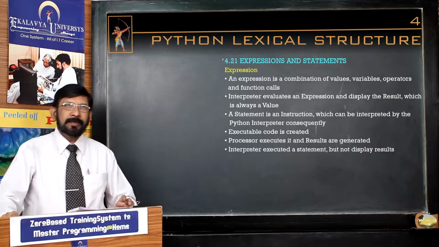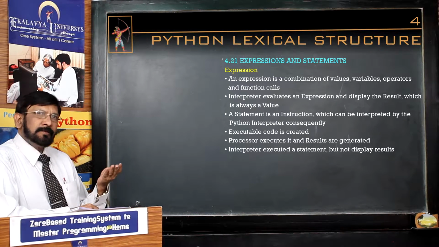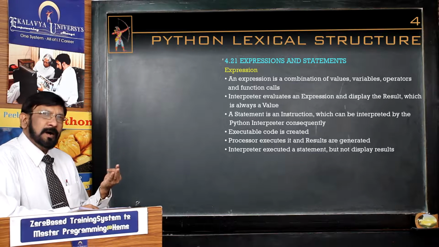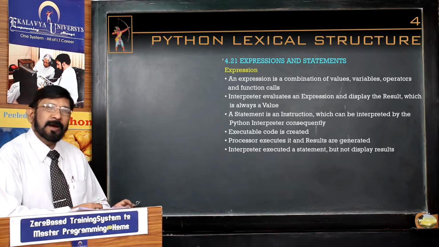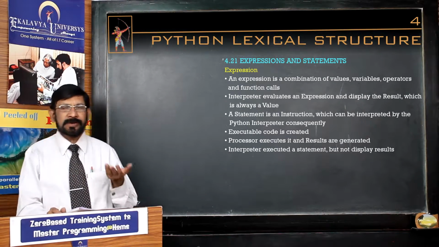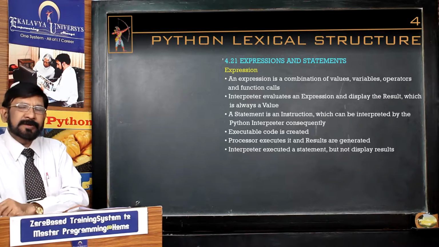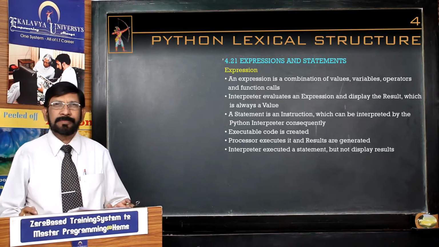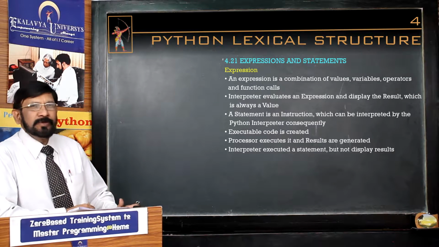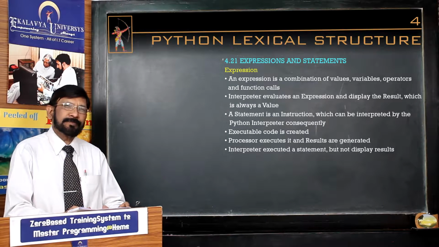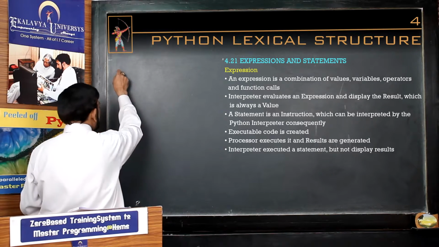An expression is the combination of values, variables, operators or function calls, or some of them. Values you can understand as literals, variables as names, thereafter operators or function calls, or some of them. Even a single value is also treated as an expression. When we write an expression at the command line, the interpreter immediately evaluates it and prints the result.